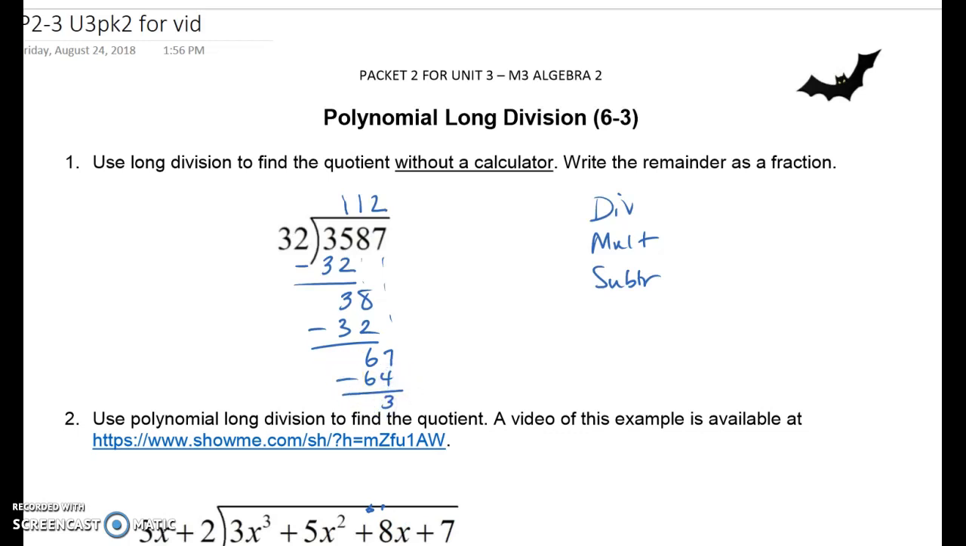I'm out of digits. So normally with numbers, we would keep going and get a decimal answer, but with polynomials, we won't be able to do that. Instead, what we'll do is write our remainders as fractions. So if we were dividing by 32, our remainder is a fraction of 32. So our answer is 112 and 3/32.